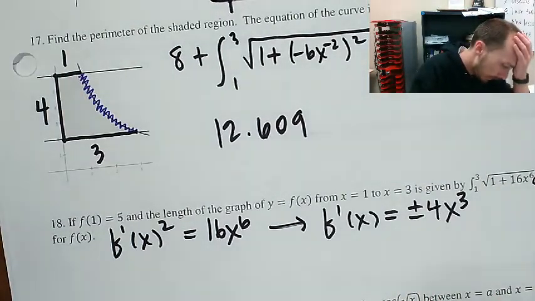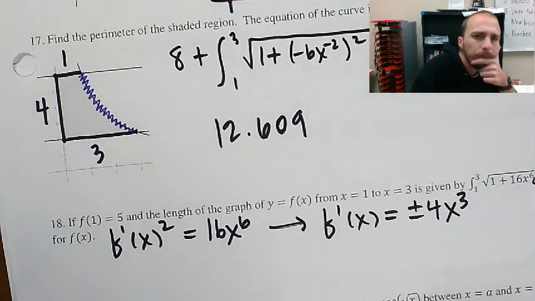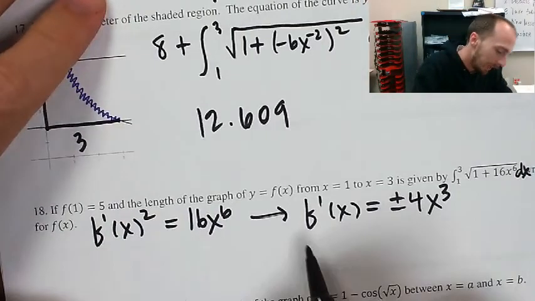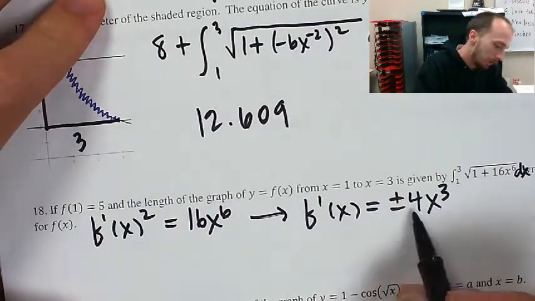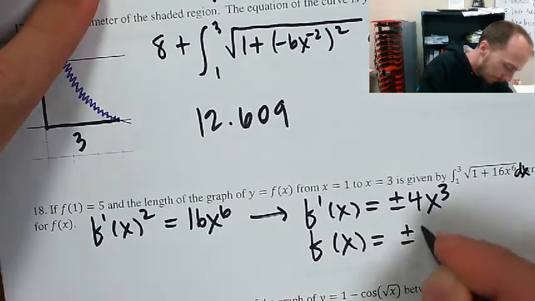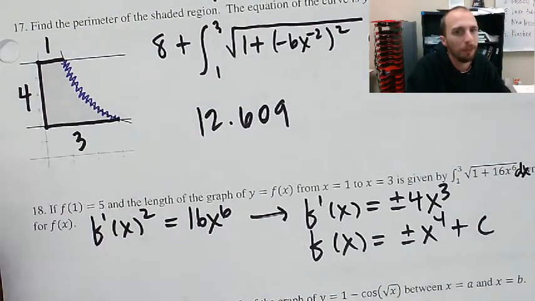And I feel like I need another piece of information here. f of 1 equals 5. Whatever, we'll find out. Okay, so I'm going to anti-differentiate, and I'm going to add 1 to the power divided by the new power. So this is looking good so far. It is plus or minus x to the 4 plus c. But I feel like the first piece of information will help you find c, but then you'll still be stuck with this plus or minus.